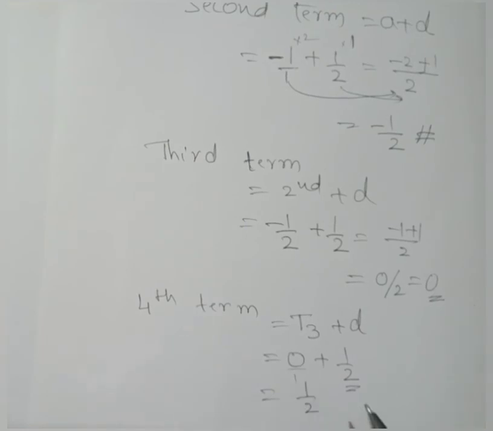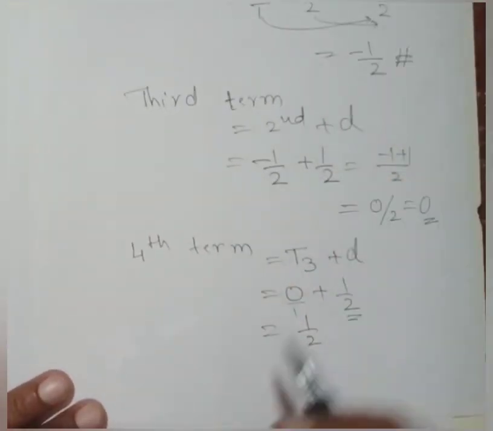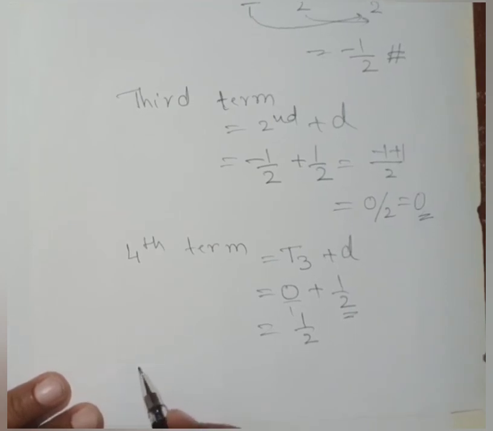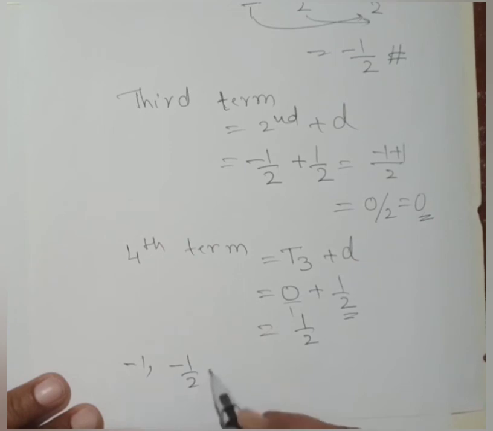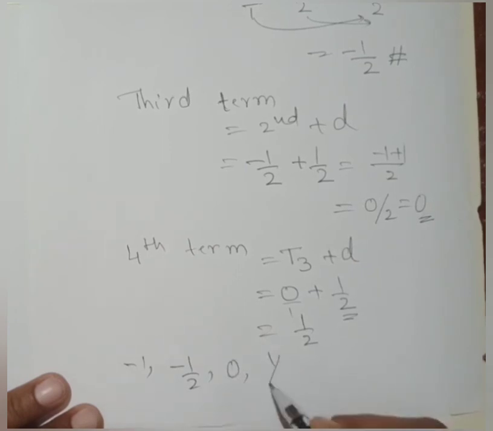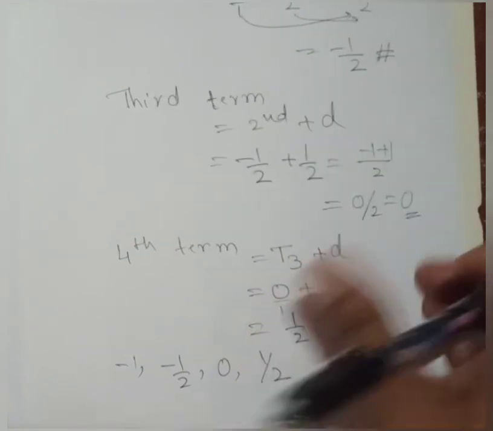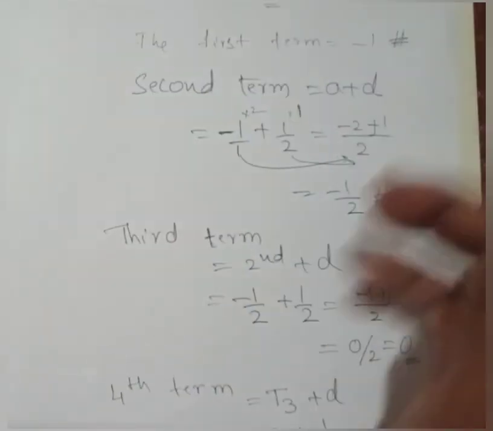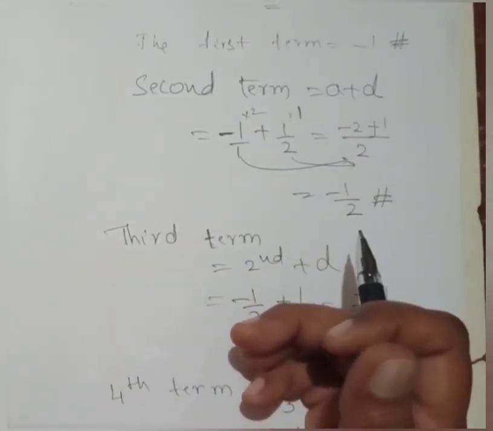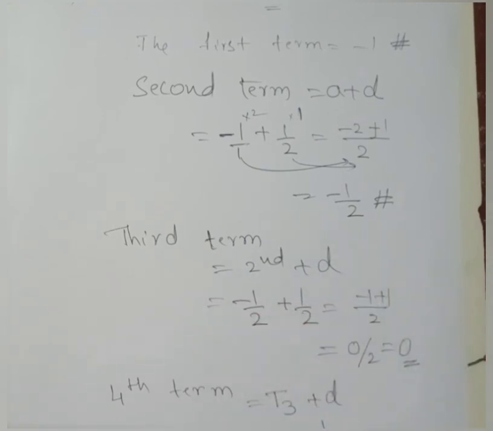Don't take LCM here. Then the first four terms of the given AP are: minus 1, the second one is minus 1 by 2, the third one is 0, and the fourth one is 1 by 2. So this is the second question's bit that I have solved. I'll solve all the remaining bits of this exercise. So go through this and practice the sums which I have mentioned here.